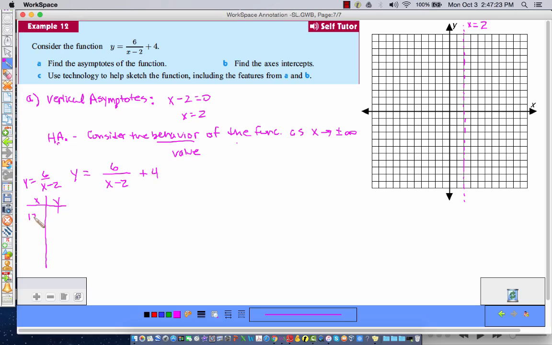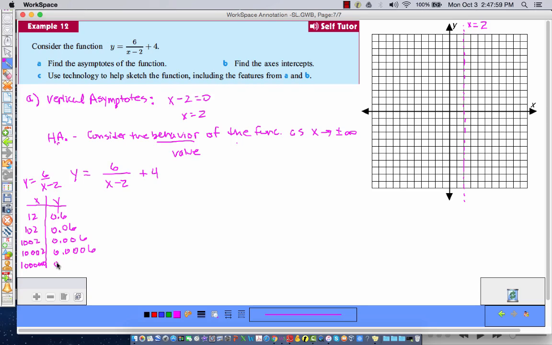If x is 12, 12 minus 2 is 10, and 6 over 10 is 0.6. If x is 102, 102 minus 2 is 100, and 6 over 100 is 0.06. Similarly, with 1,002 we would get 0.006, or 10,002 we would get 0.0006, and even a million. Let's do a million. 1, 1, 2, 3, 4, 5, 6. That's all I'm going to go because that's all I can figure.